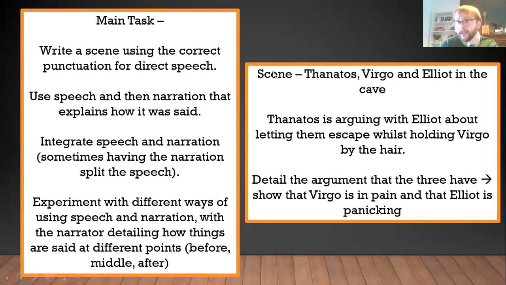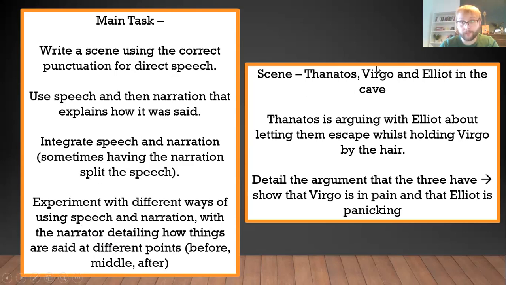They should actually be green, orange, and red. Using speech and then narration, explaining how it was said, that is your green task. Integrating speech and narration, sometimes having the narration split the speech, that is your orange task. And the red task is that bottom one there, experimenting with different ways of using speech.